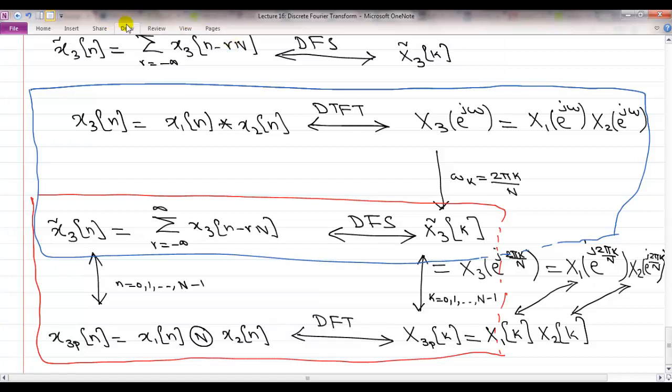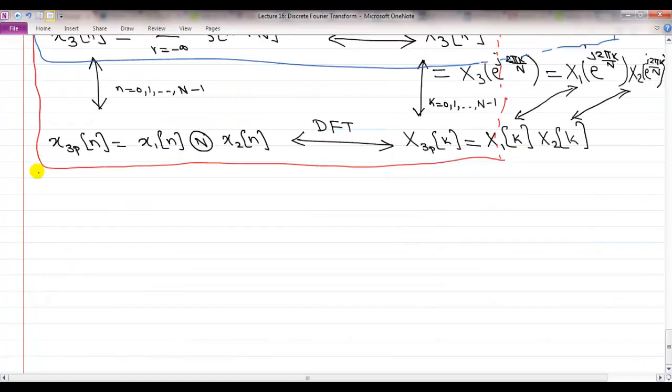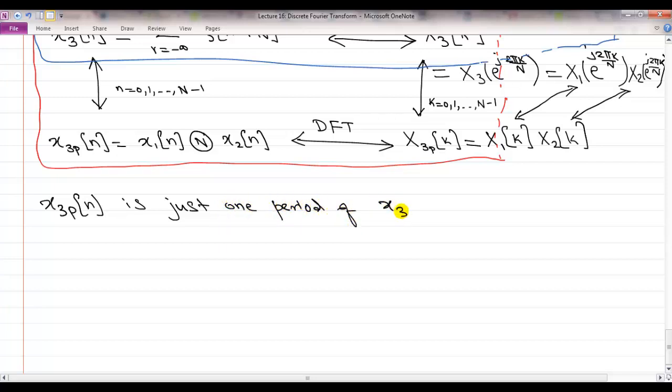So your circular convolution x3p of n is just one period of the sum over r from minus infinity to infinity of x3 of n minus rn, where x3 of n is the linear convolution.